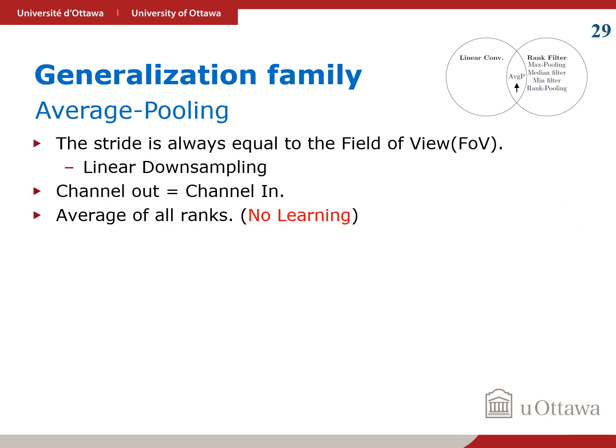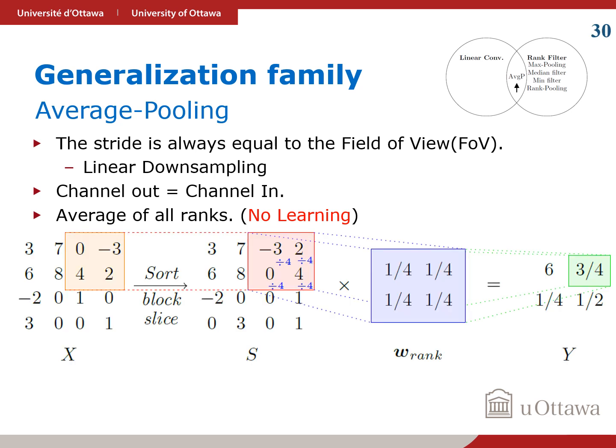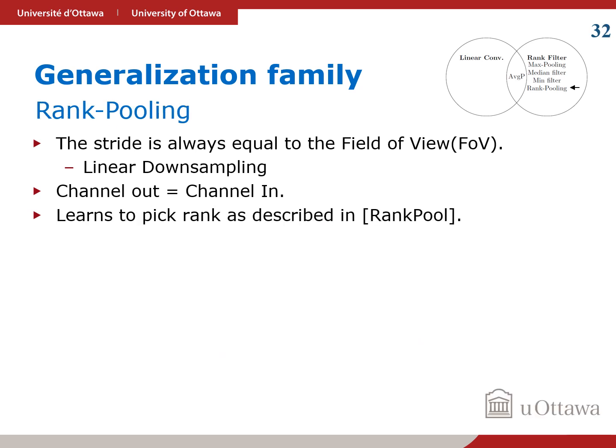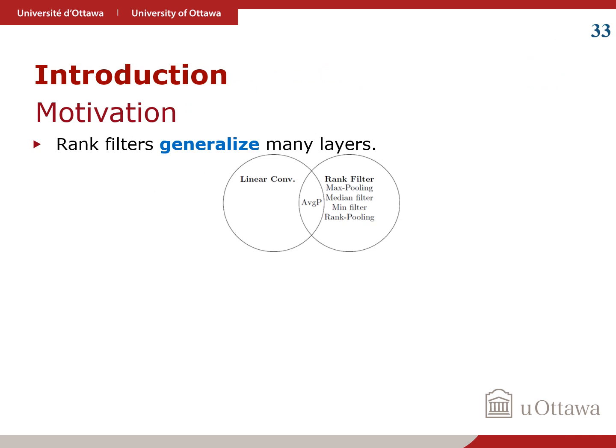In average pooling, the weights average local pixel intensities together. By the end of the training, if the rank filter learns to average all the pixels together, then it has implemented average pooling. But average pooling can also be learned by linear convolutions. So this is why I've placed them within the intersection of the linear convolution superset and the rank filter superset. Back in 2016, the authors of rank-based pooling designed a downsampling layer that learns to pick ranks. I've just shown various layers under a rank filtering perspective.